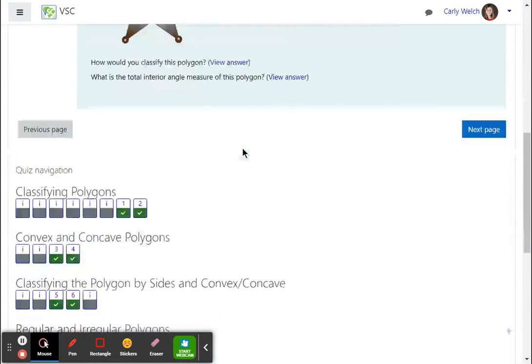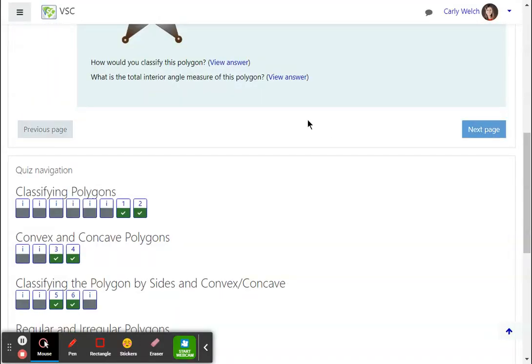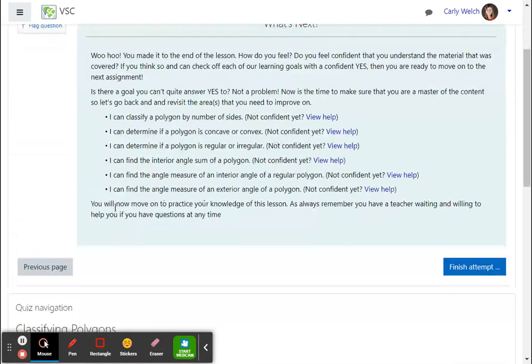And there are a couple other examples for you to look at, real world connections. Make sure to go through those. And that's it for that one.